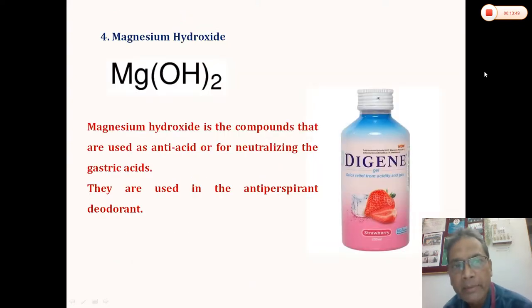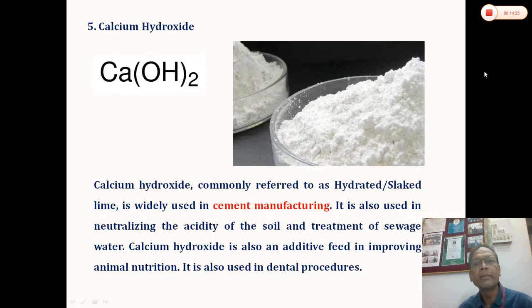Then magnesium hydroxide. Magnesium hydroxide is the compound that is used in antacids. We are using Digene mostly, having magnesium hydroxide as a neutralizing agent for gastric acids. If our stomach releases more gastric acids, then we feel some acidity, and in that case, to neutralize this excess gastric acid, we use Digene that contains magnesium hydroxide. They are used in antiperspirant deodorant also.